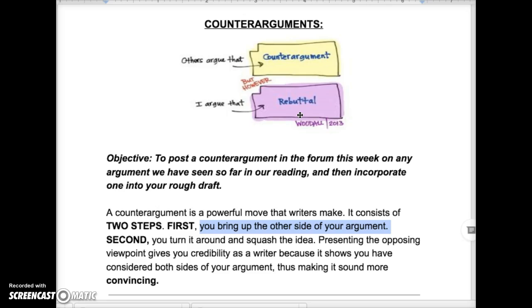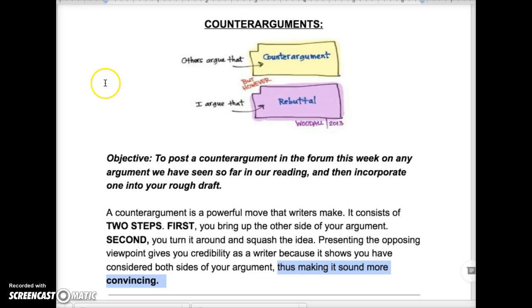So the purpose in this is that by presenting the opposing viewpoint, it gives you credibility as a writer because it shows you have considered both sides of your argument. And therefore, it really makes your argument sound more convincing, right? You're not just presenting a one-sided, linear argument throughout your paper. You're showing a more well-balanced perspective, okay?